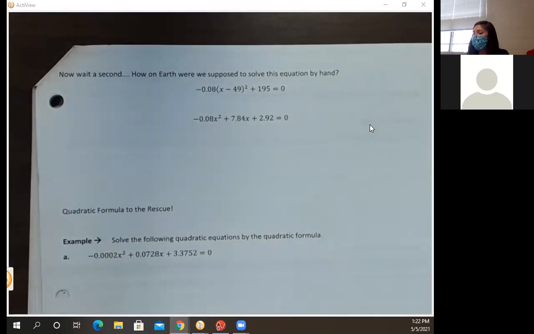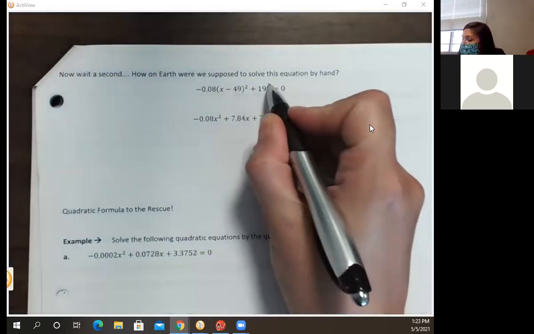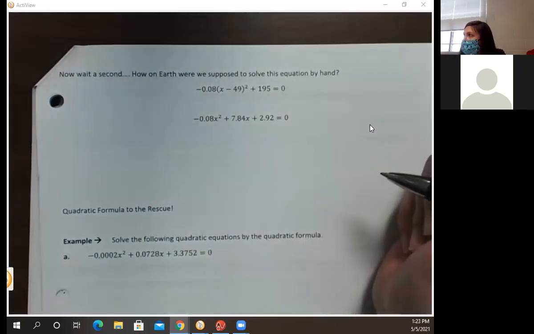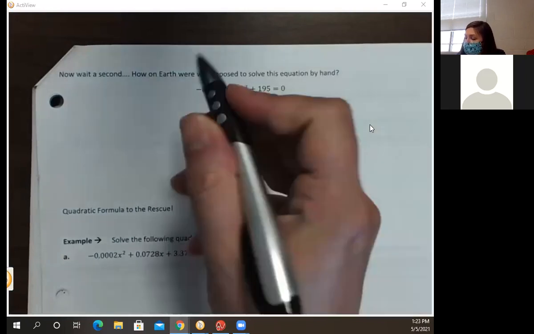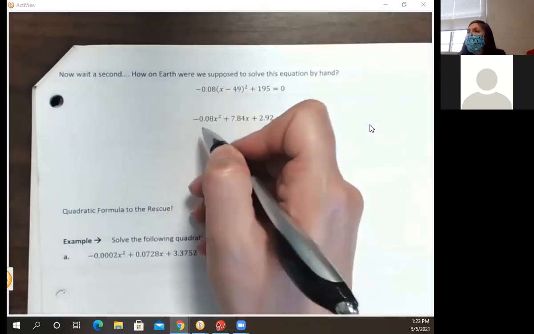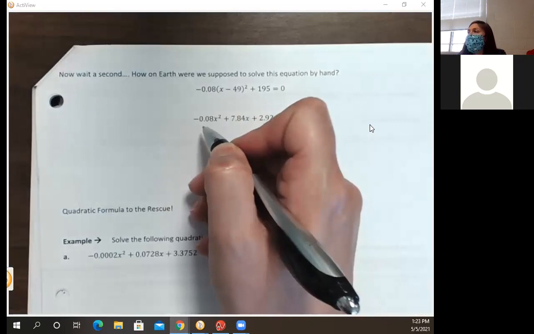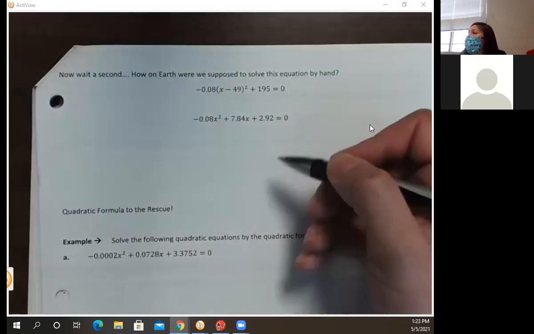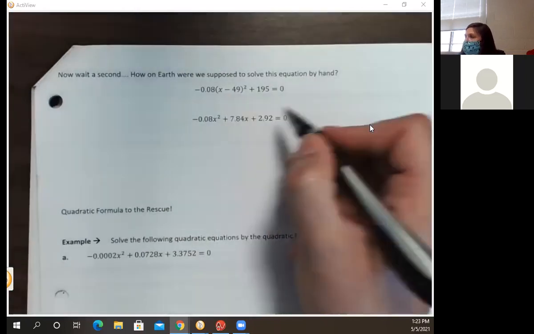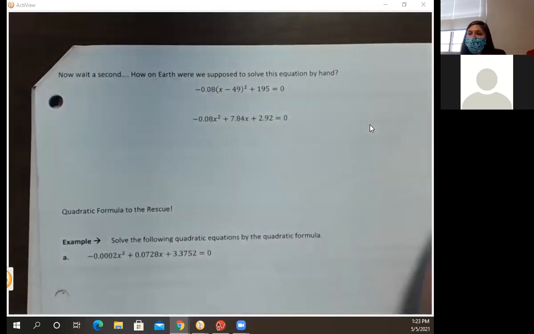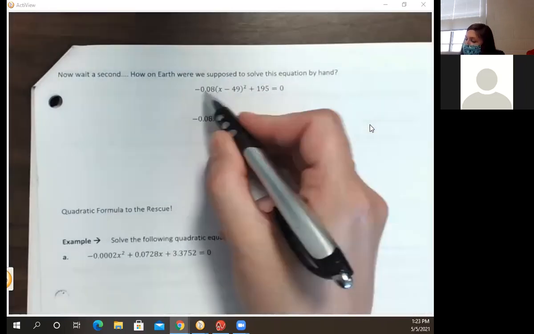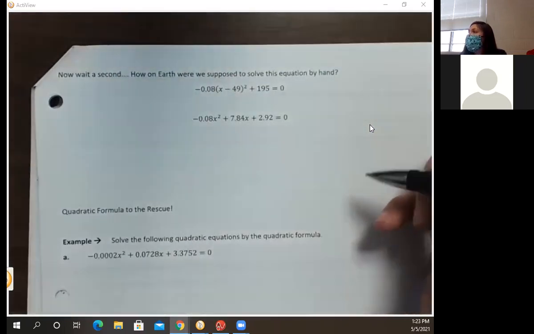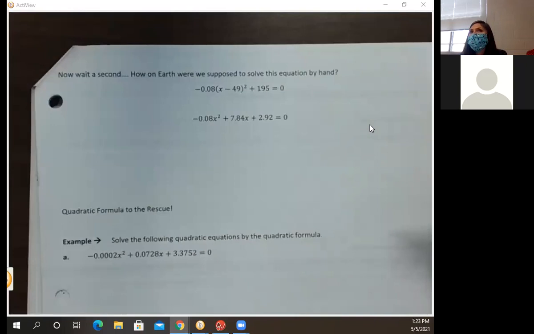If I were to try to solve this, I'd have to start by moving the 195 to the other side. That's not so bad. But then I've got to divide by negative 0.08. That's not so nice. And then I would have to take the square root of whatever number that is. And then I would have to move the 49. And moving the 49 is not a big deal. But dividing by this decimal and then taking a square root of whatever I get, that's probably going to trip us up a little bit.